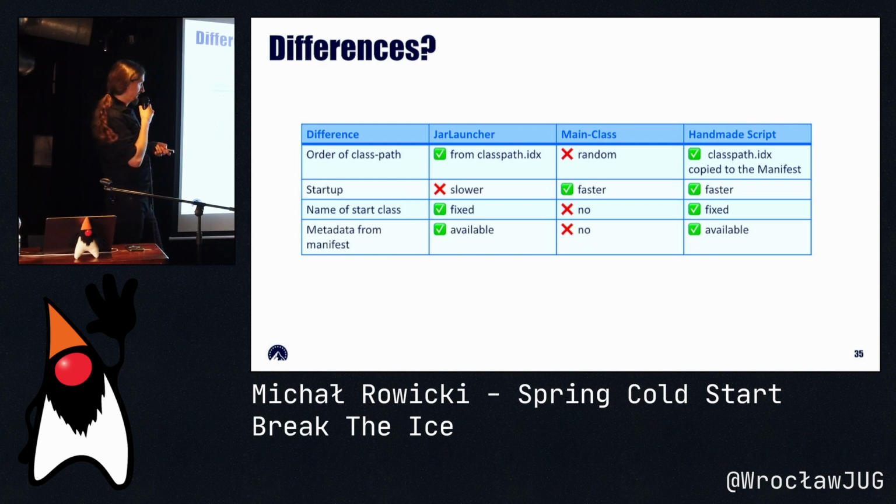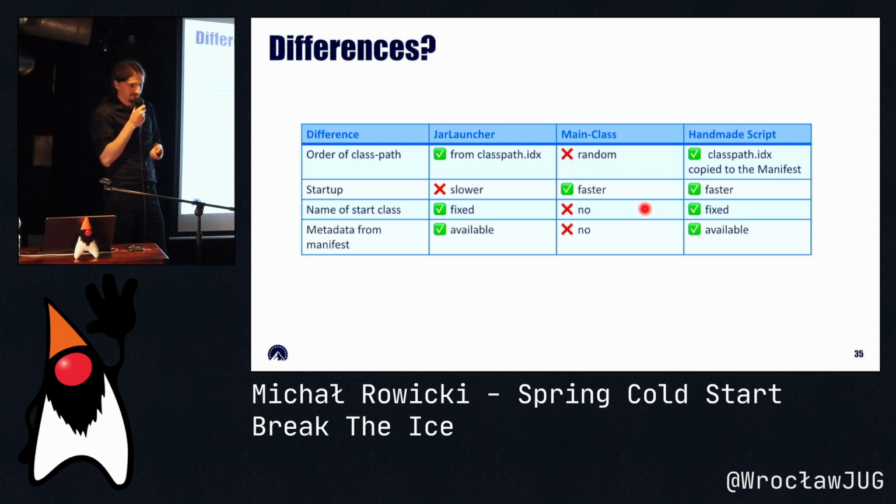But there are always buts. When we run the application from our main class, we are losing the metadata from the manifest. Moreover, we need to specify the start class on the command line. And the order of the class path is random. So we can go into the troubles which I mentioned before.